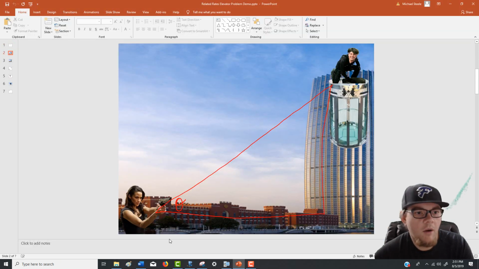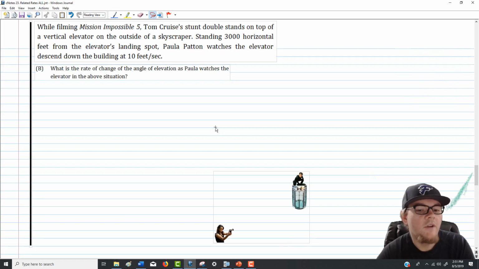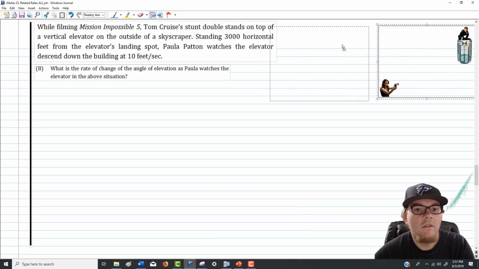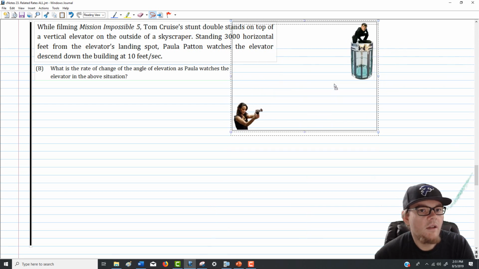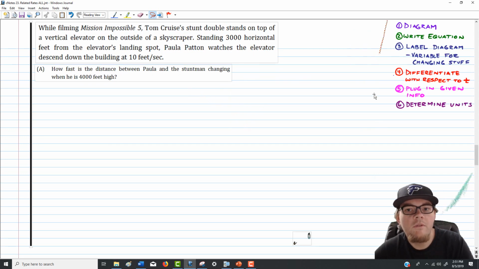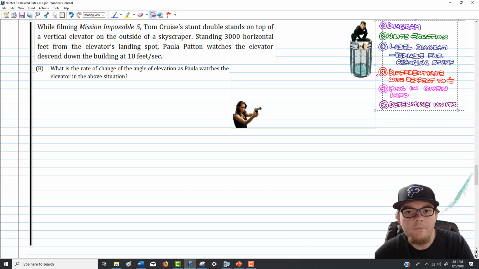Instead, I want to focus on part B of this question. I'll paste in the work for this in a little bit. For now, I want to look at part B. Part B asks us, at what rate is the angle of elevation changing as Paula watches the elevator in the above situation? So pulling our little plan there, I want to focus on that question.